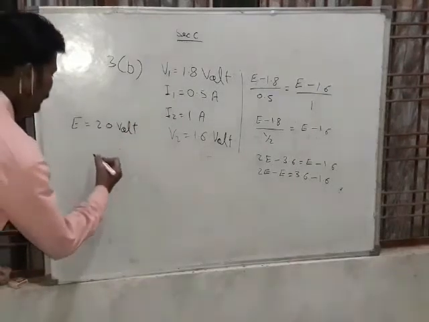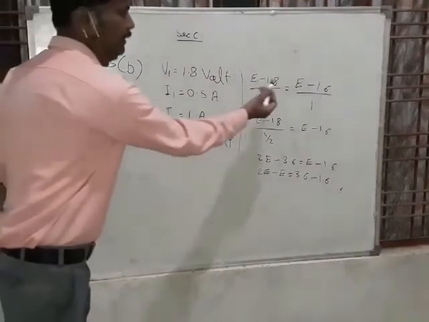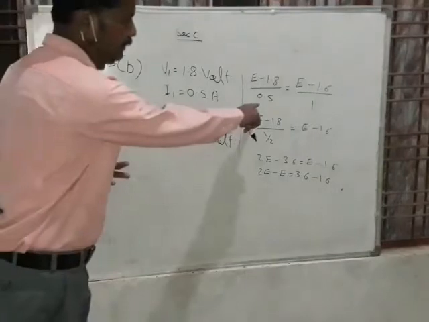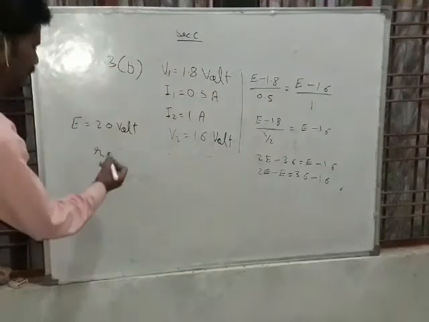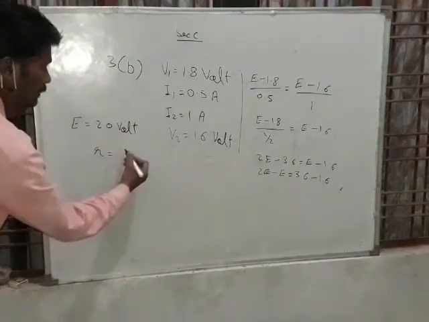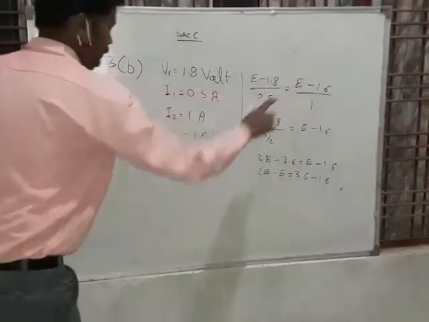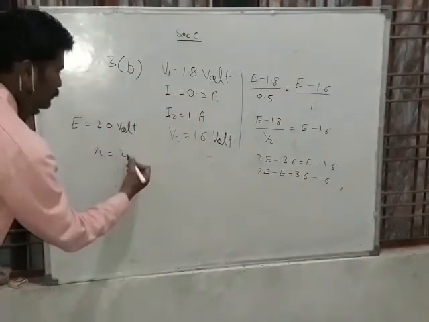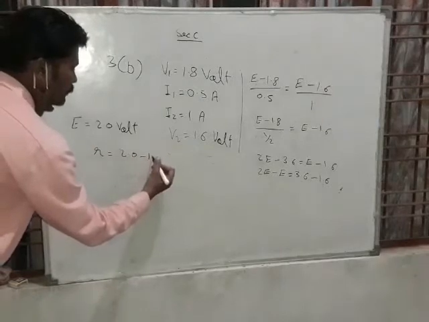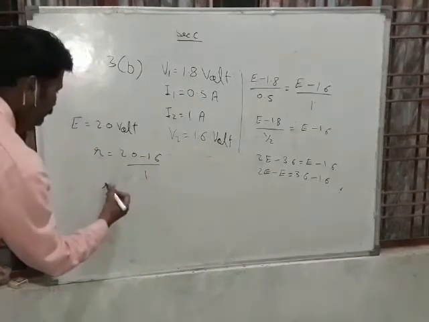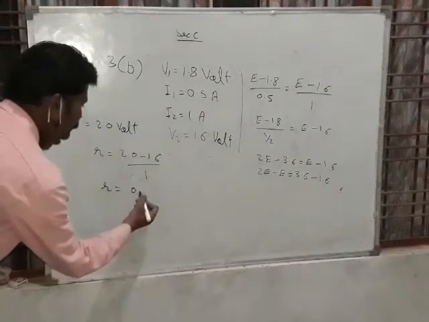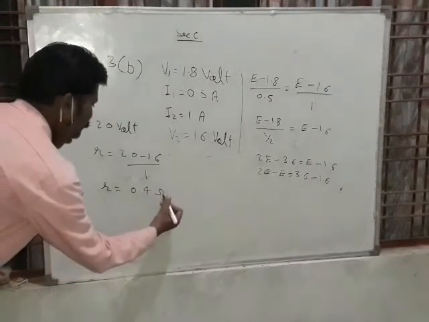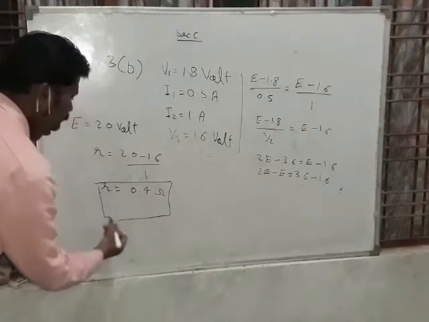Now small r equal to E minus 1.8 upon 0.5 and it also equals E minus 1.6 upon 1. So we can say that small r equal to, in place of E we can write 2.0 minus 1.6 upon 1, means r equal to 0.4 ohm. This is the answer.